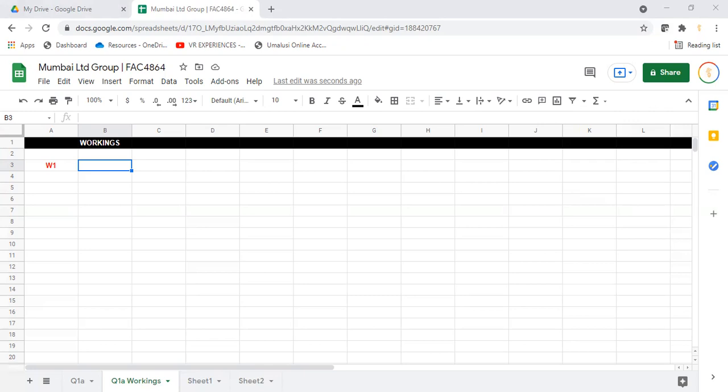What's important to take note of is that you must make sure you don't mess up the type of entity. You must know that Mumbai is the parent, Fifi is a foreign subsidiary, New Delhi, I think, is an associate, and Kolkata, I think, is also a sub. I can't remember. Kolkata is also a sub. Please make sure you don't mess that up, because if you do, you are gone.